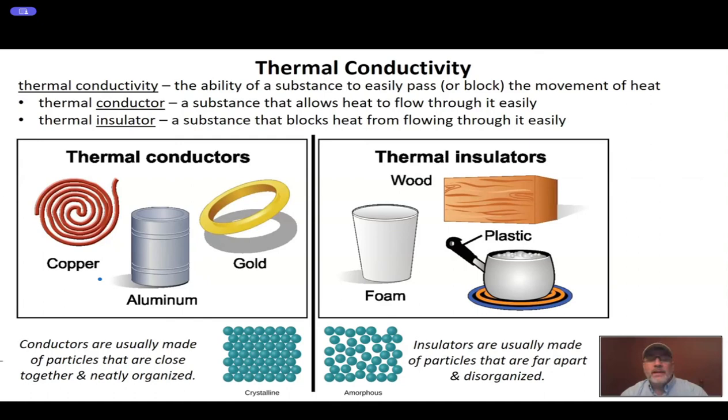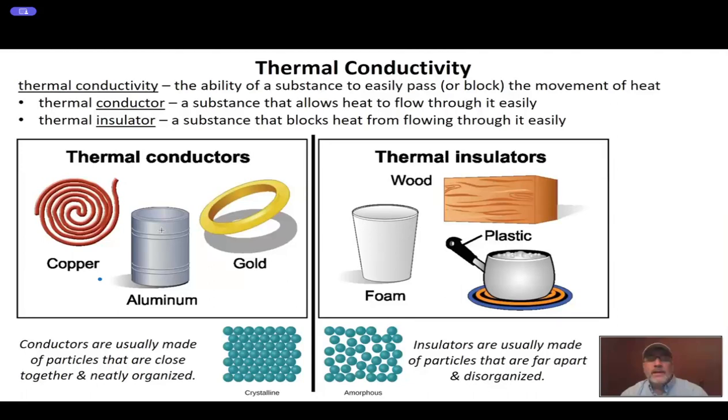If you look down at the bottom here, it says conductors are usually made of particles, or you could also think of molecules, that are close together and neatly organized. When you're thinking of those metal objects, those metal pots and pans, those have molecules that are close together. That's the whole reason why, as soon as you turn on the stove, it starts to warm up your pot or your pan, which then transfers over into your food quickly.